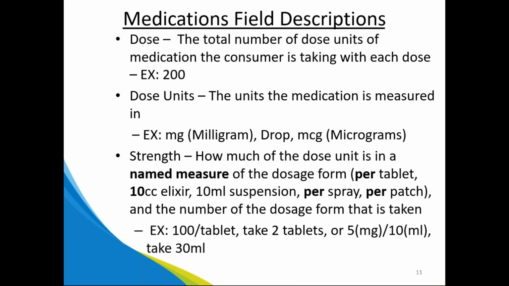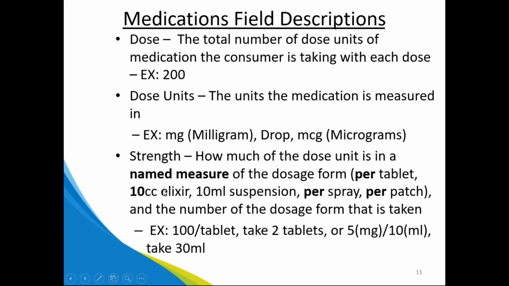So what I want to stress about the dose is that it's how much in number form the consumer is taking at one time. If a consumer takes a medication at 2 different times a day, for example, they take a 200 milligram tablet in the morning and then again a 200 milligram tablet at night, their dose is only 200, because they take it at one time. It's not 400.